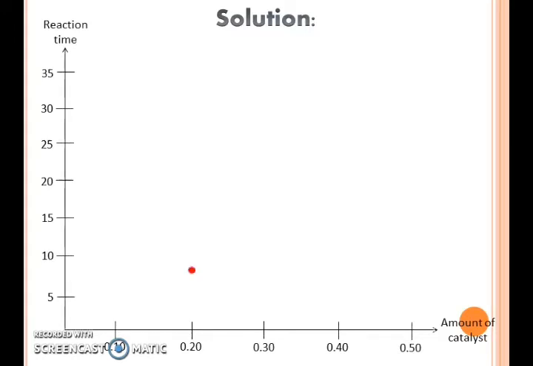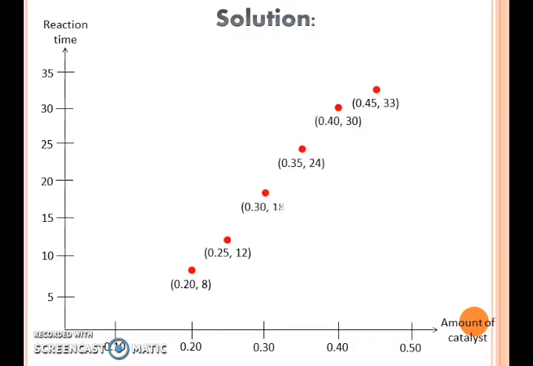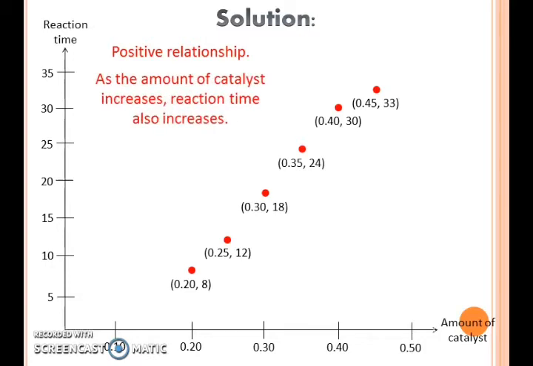After that, plot each combination of x and y on the graph. From this scatter plot, it can be seen that there exists positive relationship between the amount of catalyst and reaction time. This is because as the amount of catalyst increases, reaction time also increases.